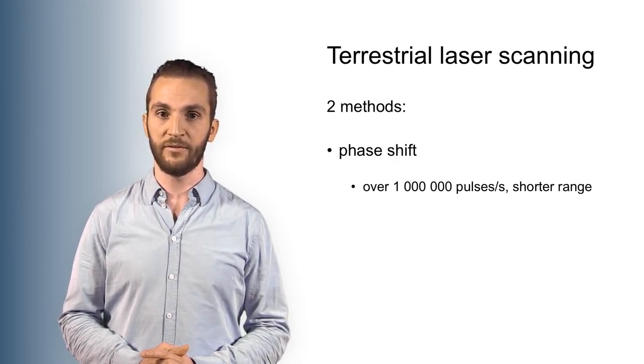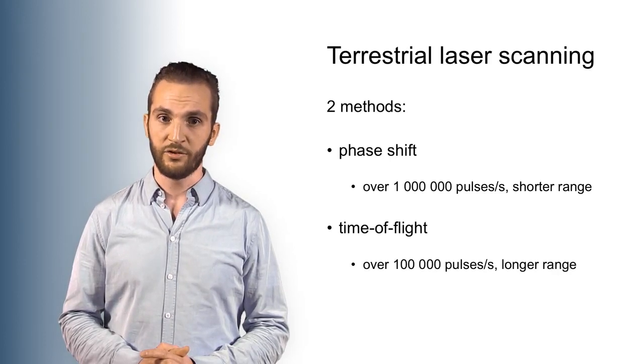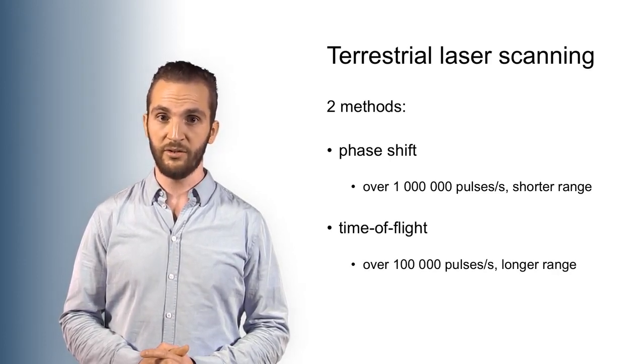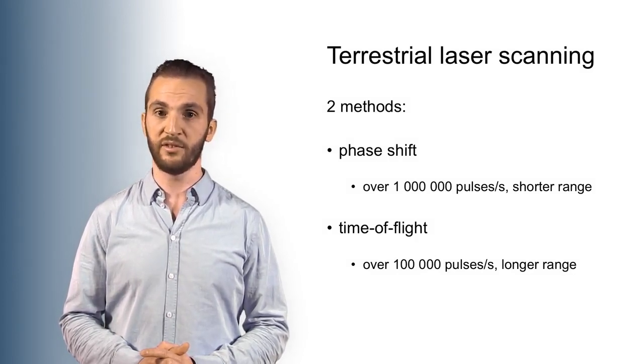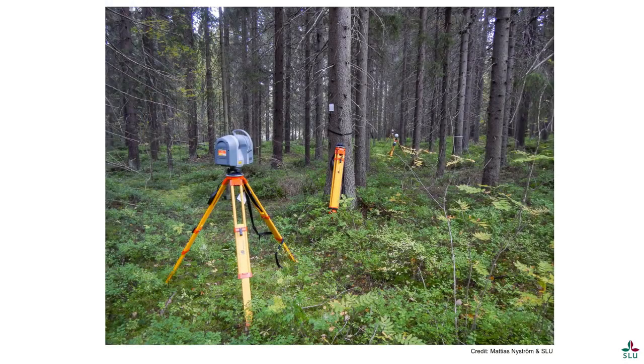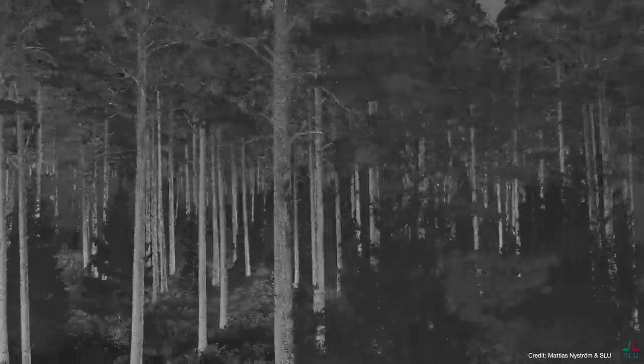The advantage of phase shift systems is their better sampling frequency, but at the cost of shorter operational range. Other systems transmit pulses and measure distance using the time difference between the transmitted and received signals. These time-of-flight systems can measure at longer ranges, but at the cost of lower sampling frequency. One significant disadvantage of TLS is the problem of shadowing. A typical TLS campaign consists therefore of several measurements conducted from a few positions in the forest. This way, the same forest is illuminated from different directions.